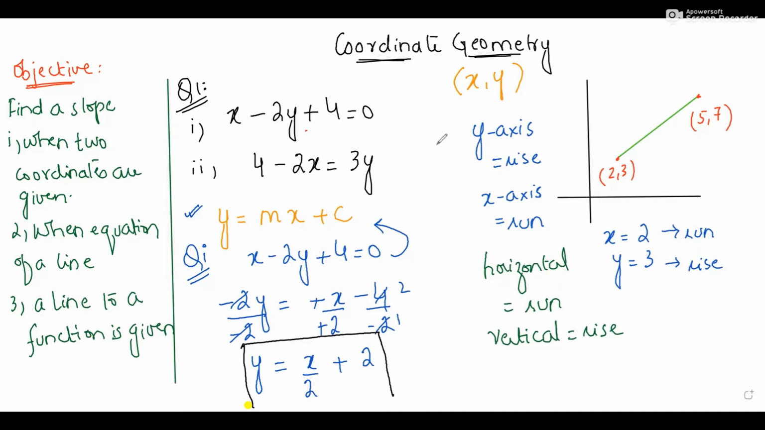And if I want to find out the slope of this equation, what I have to do is compare my formula, which I named 1, and my equation, which I named 2. Just compare my values. The value of y is y, and if I want to compare the value of m, it is basically equal to 1 upon 2.